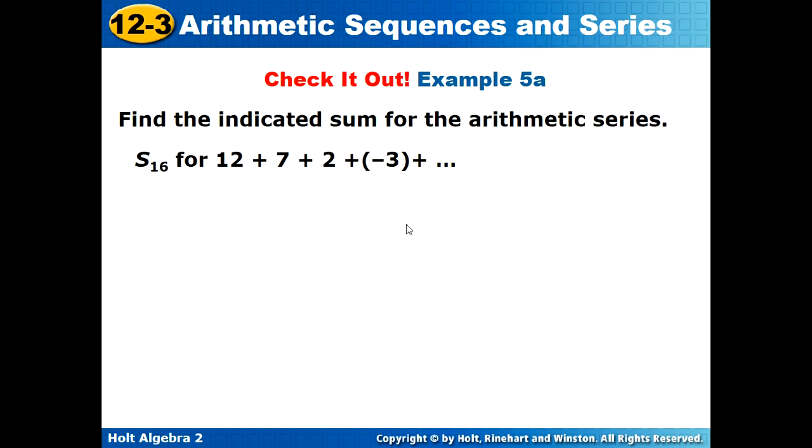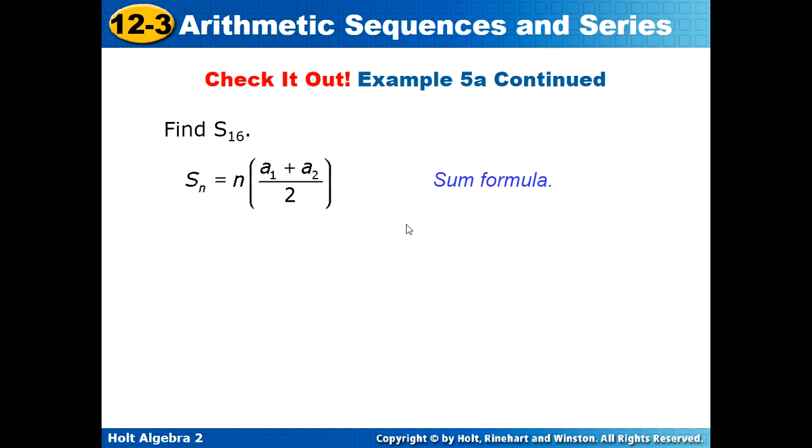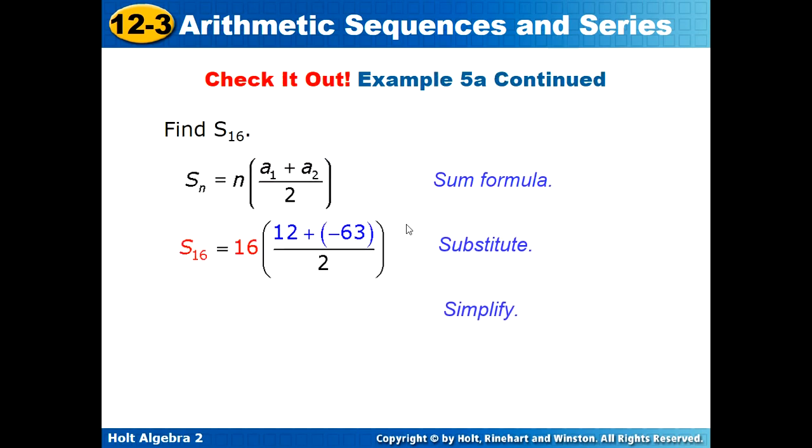Example 5b, find the indicated sum for the arithmetic series. This is just another example, not given in sigma notation. Again, the first thing you want to do is find the common difference, and then you have to find the 16th term. You have to find that last term you want to add up to by using the formula, which is negative 63 there, and then you can put everything into your summation formula and get negative 408 as your answer.